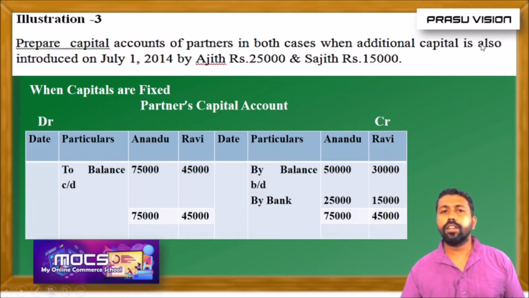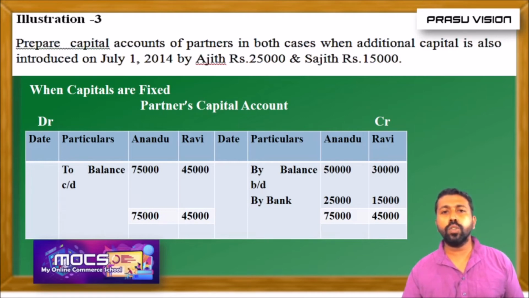That is, the partners are bringing additional capital of rupees 25,000 and 15,000. So, when partners are bringing additional capital, how to prepare the capital account and how to calculate the amount of interest on capital is very important. So, be very careful to listen and to watch the video. When the partners are bringing additional capital, how to prepare the partners' capital account under fixed and fluctuating capital method.